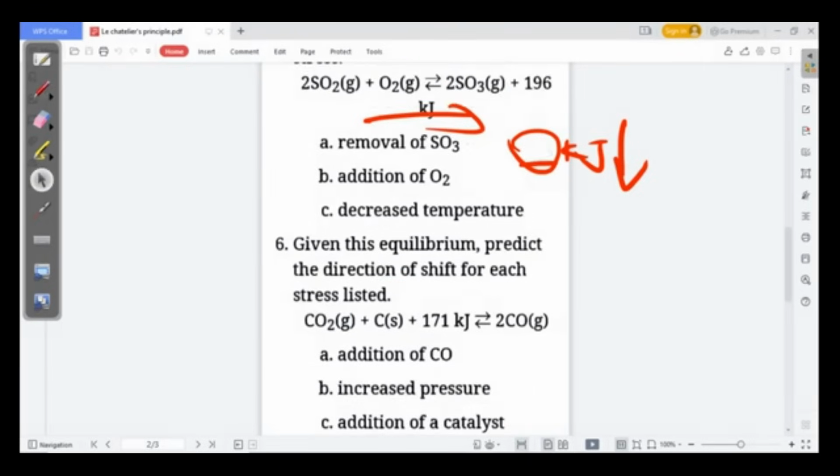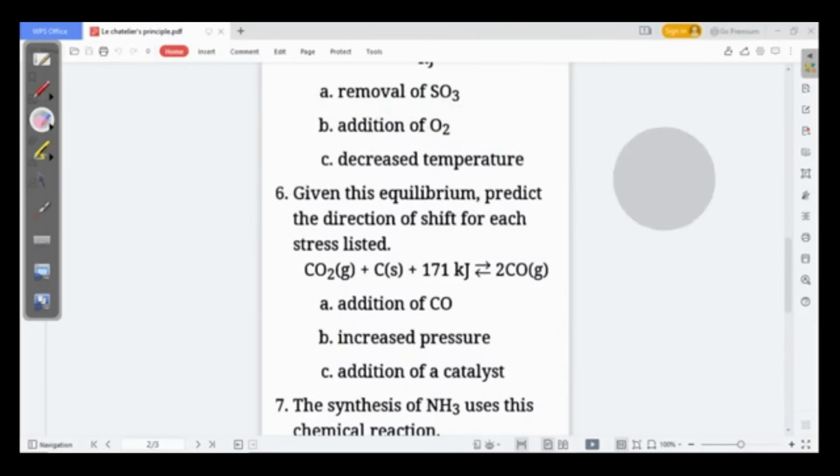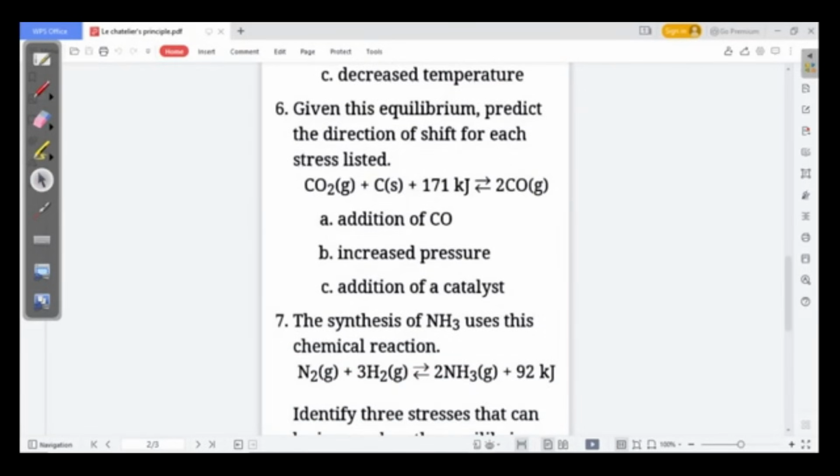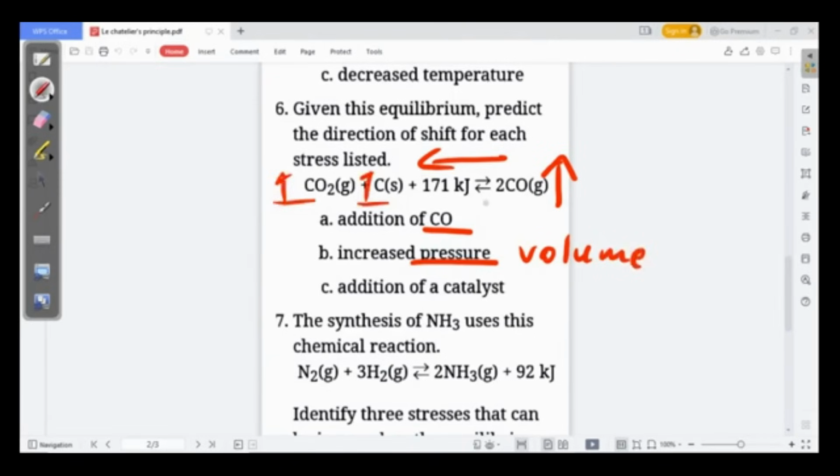And then question 6 says, given this equilibrium, predict the direction of shift for each stress listed. So you can try out this one and see what you're going to get. Of course, addition of this implies we're increasing the concentration, so it's going to favor a backward reaction. Increasing pressure means we're reducing the volume, so we're going to favor the side with fewer moles because we have less volume. This is still one more, so we still have an equivalent number of moles, no change.